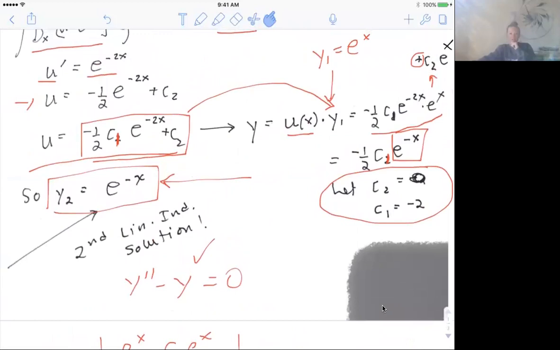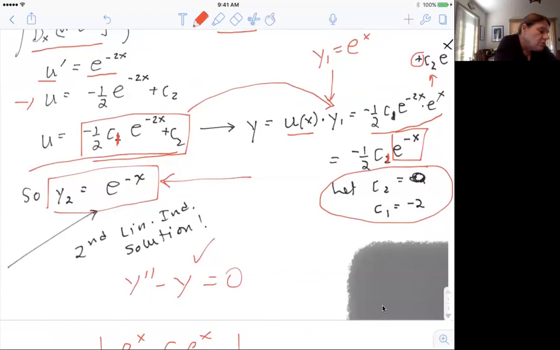So we have y2 equals e to the negative x. This was this whole string of things when I multiplied u times the known solution. U times the known solution was this term right here, which had an e to the x in it, and an e to the minus 2x. And the 1 times c was just that thing right there, because I was just multiplying by e to the x.